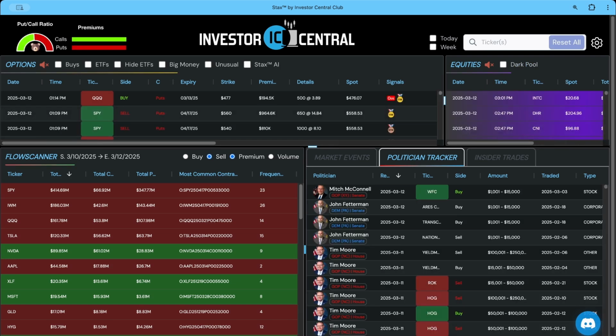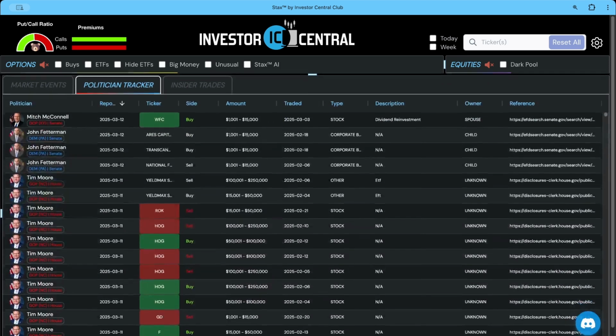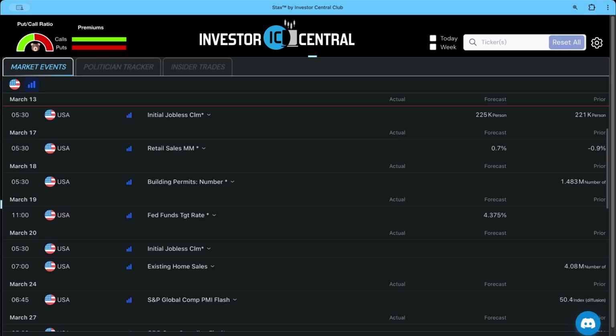A couple of other little updates that we've had over the lifetime of STAX since we were released. We can always readjust these boxes for yourself. We've always had the market events where we can see tomorrow we've got initial jobless claims, as well as the Fed funds target rates, some retail sales numbers, etc. And you can always take a look in here to see what type of catalyst may be coming up for the week or for the month.